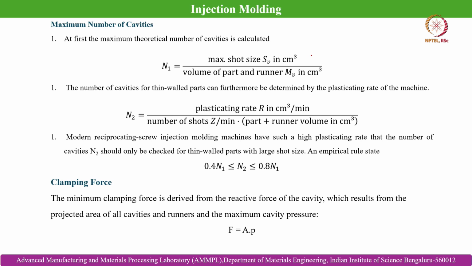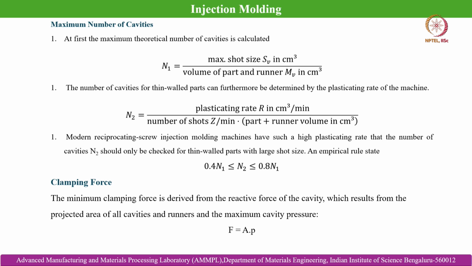Okay. Next, the maximum number of cavities. At first, the maximum theoretical number of cavities needs to be calculated for appropriate design of the dies for the injection molding process. That is termed here as N1. N1 is the maximum shot size SV in cm³ divided by the volume of the part and runner MV in cm³.